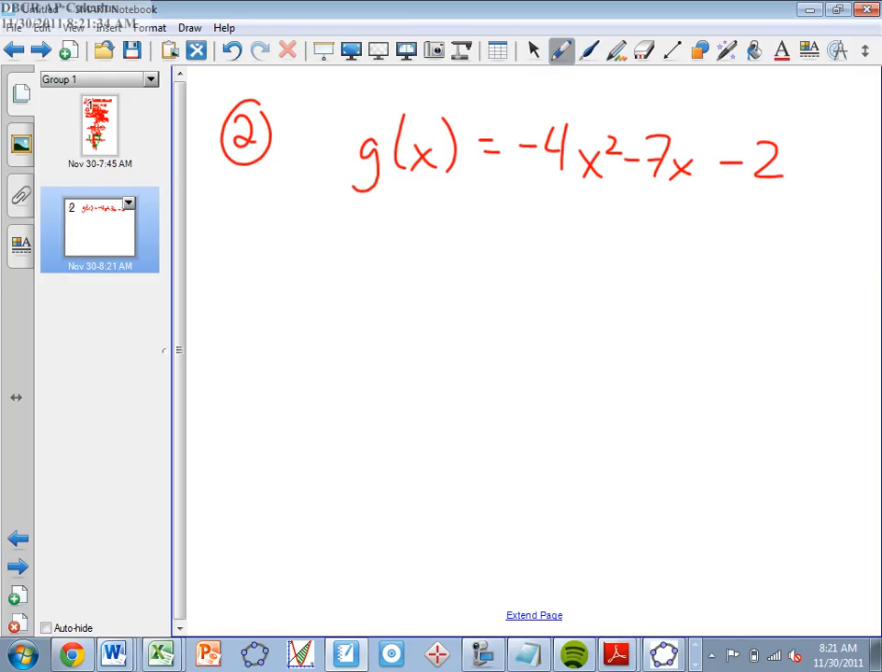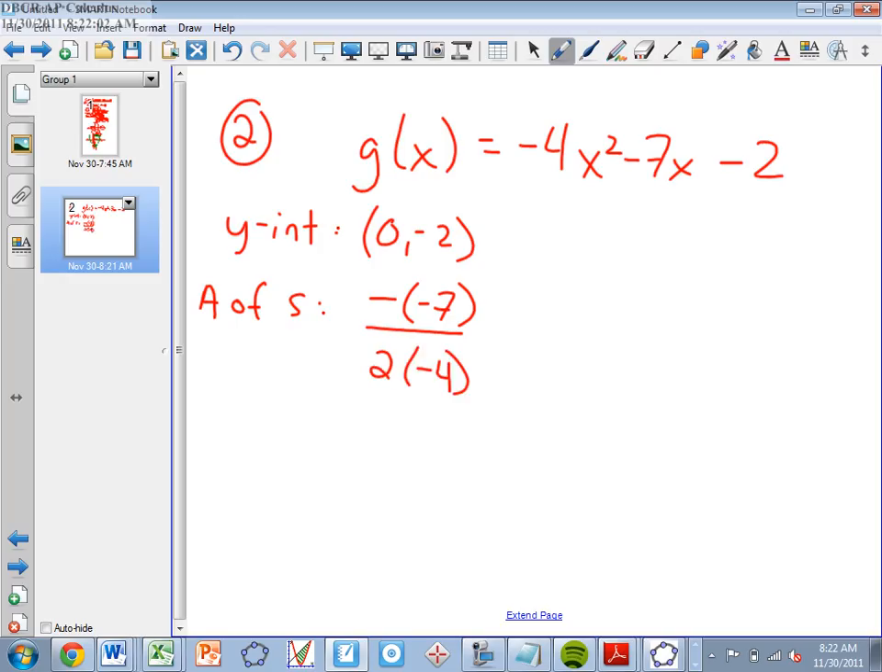Let's work together on this. Okay? What is the y-intercept, everybody? Negative 2. Negative 2, good. So the y-intercept, I'm going to have 0, negative 2. Good. Next, axis of symmetry here. 7/8. Good, 7/8. Again, the axis of symmetry tells us to do negative b all over 2a. So here we're going to have negative negative, which is a positive, over a negative, so negative 7/8. Well, as a decimal, that'll be negative 0.875.